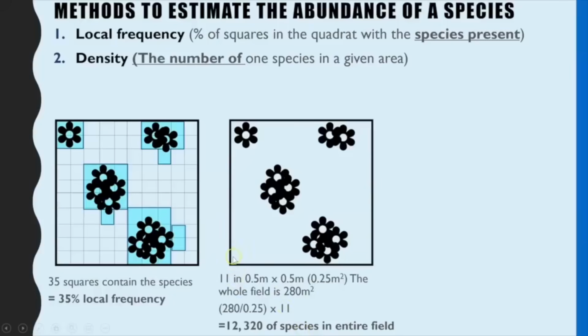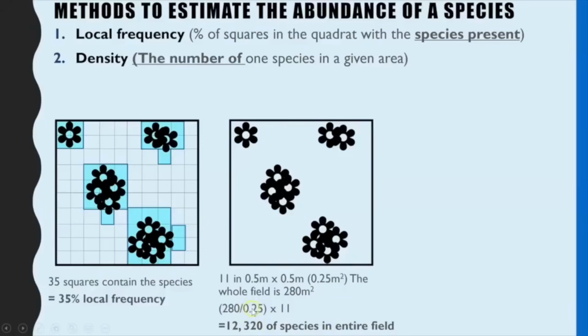So if we have 11 in a quadrat, which is 0.5 meters by 0.5 meters, that is 11 in 0.25 meters squared area. However, the size of the field in this example is 280 meters squared. So we then need to work out how many there would be in the entire field.